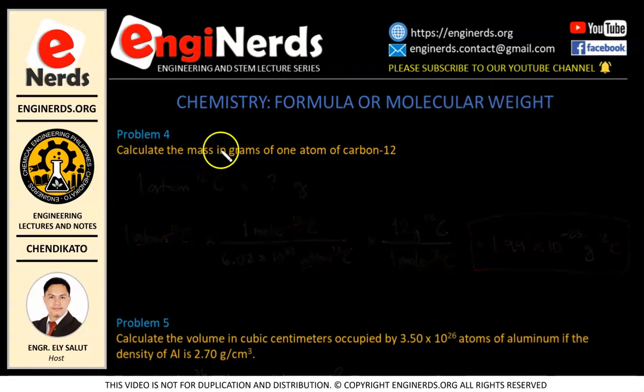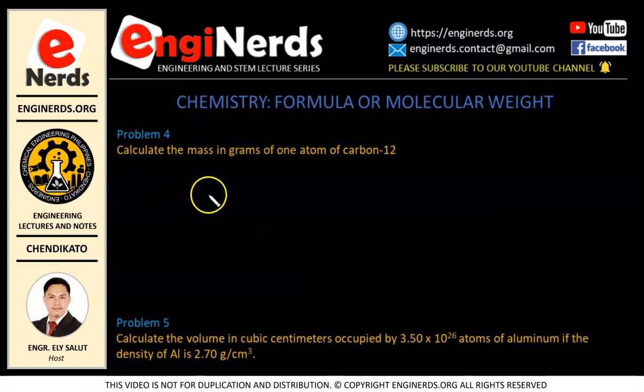Okay, so let's start with problem number 4, in which we need to calculate the mass in grams of one atom of carbon-12. So basically, we have one atom of carbon-12 here, and we just need to find out its weight, or its mass, in grams.